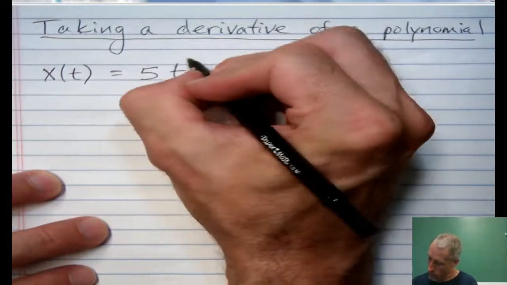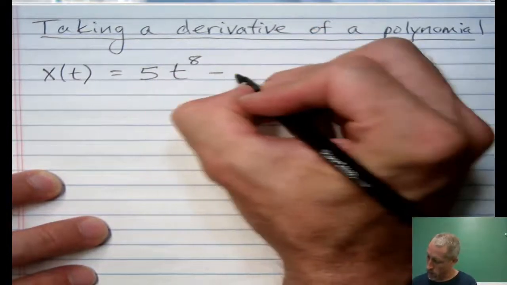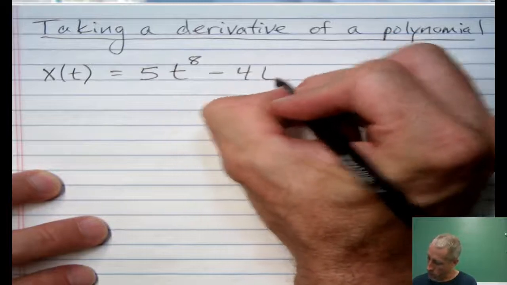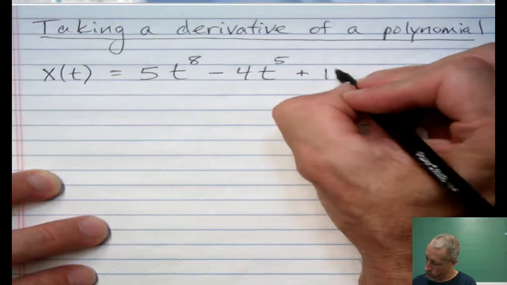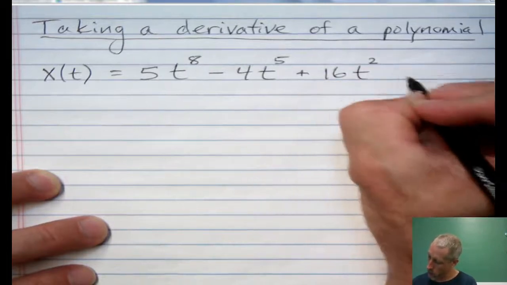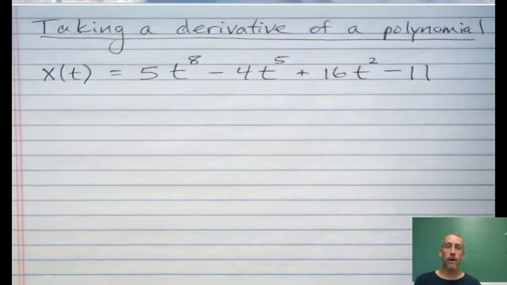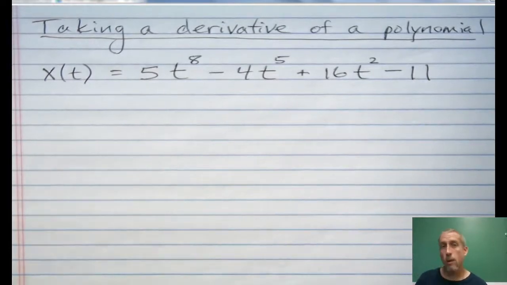So imagine we have a polynomial like this: x(t) = 5t to the 8th minus 4t to the 5th plus 16t squared minus 11. Just kind of making up numbers. So what we're going to do is take a derivative.